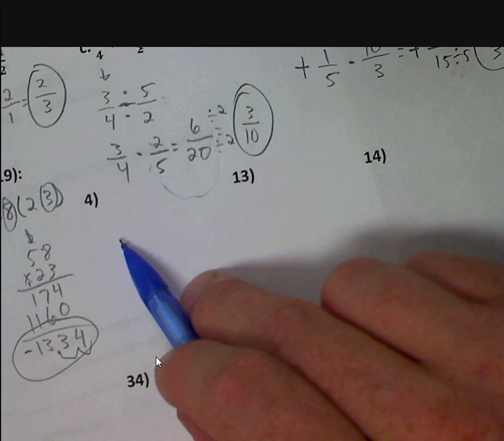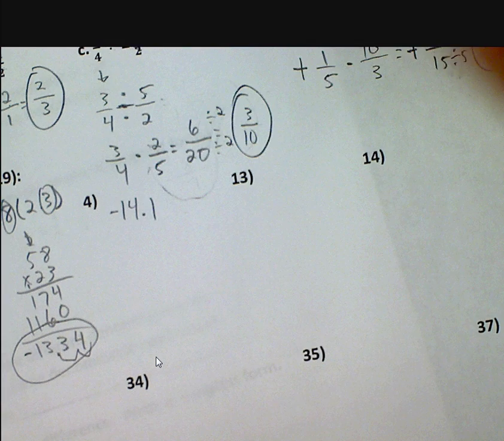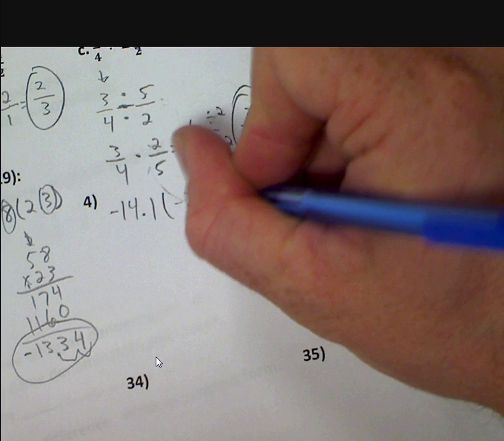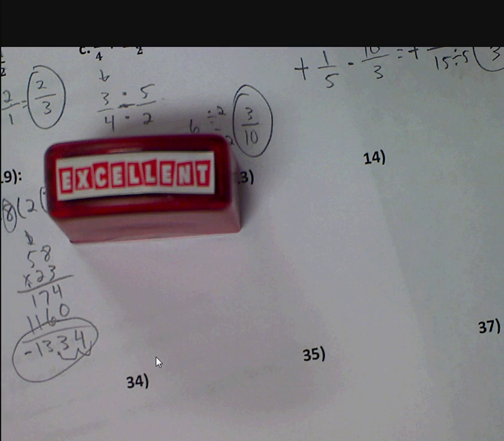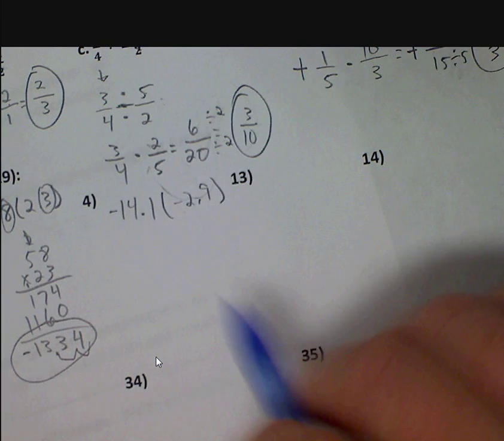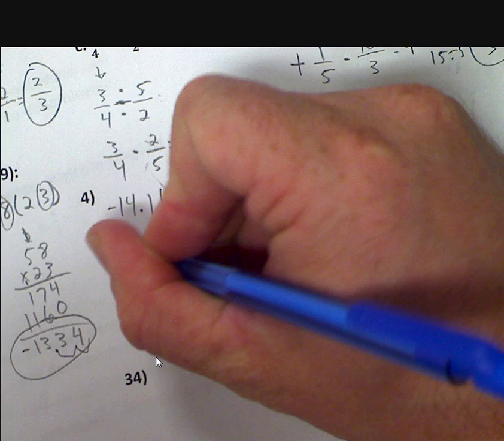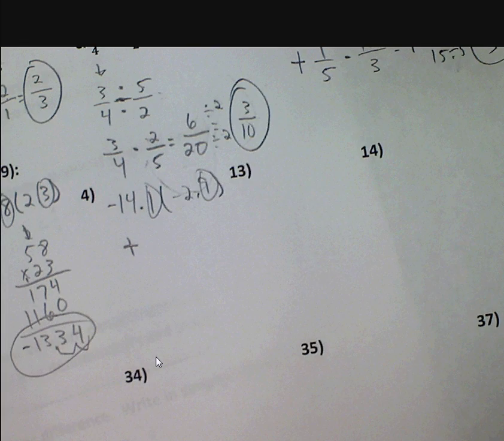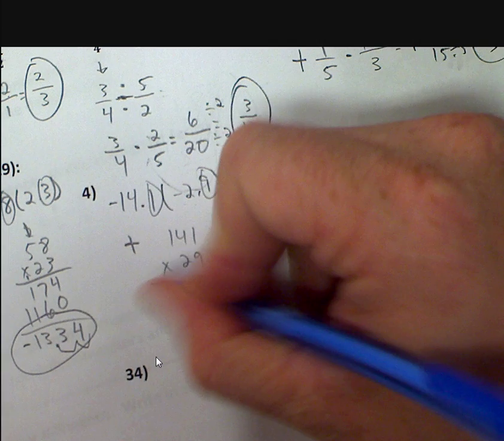Number 4 says negative 14.1, parentheses, negative 2.9. We need to multiply. Pause the video and try. 2 negative signs make a positive. 2 is even. Count how many numbers are after the decimal. There are 2. We would take 141 times 29.